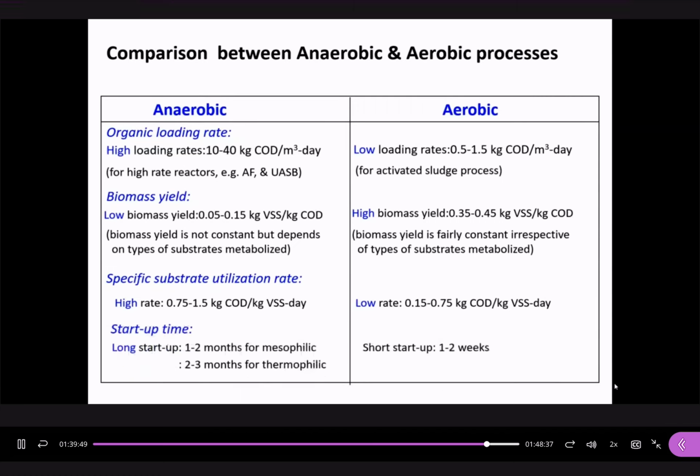Startup time: anaerobic takes much longer, 1 to 2 months for mesophilic, and 2 to 3 months for thermophilic. So it takes much longer for you to run an anaerobic reactor, to grow, because the microorganism grows slowly there, so you need much time. For aerobic, pretty quick, 1 to 2 weeks. You could have an operating tank.